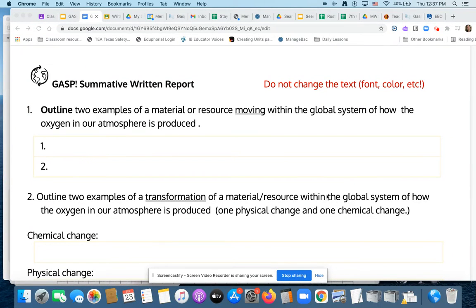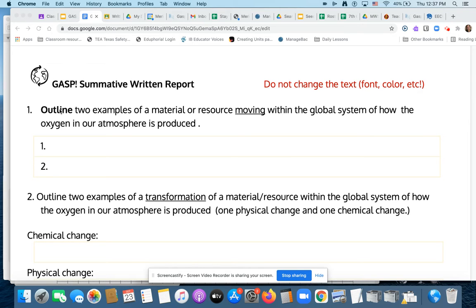Hello, students. I just wanted to go over the questions on this written report because some people were having a little difficulty. So I wanted to clarify a little bit. So let's take a look. Question number 1.